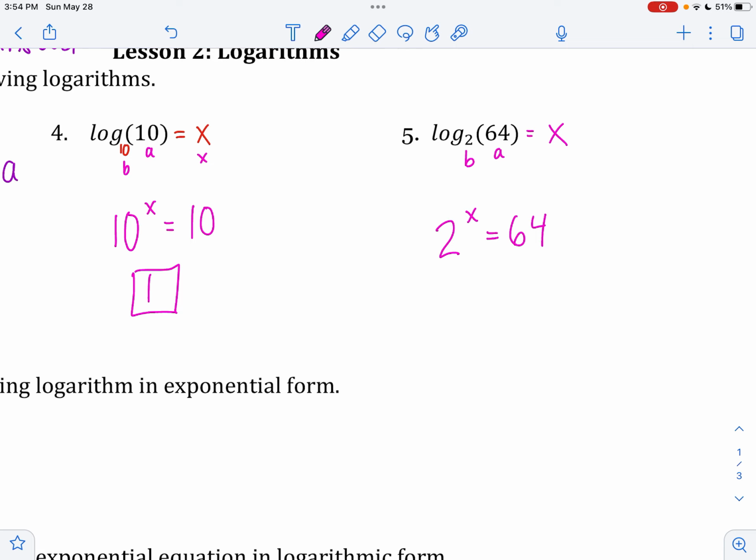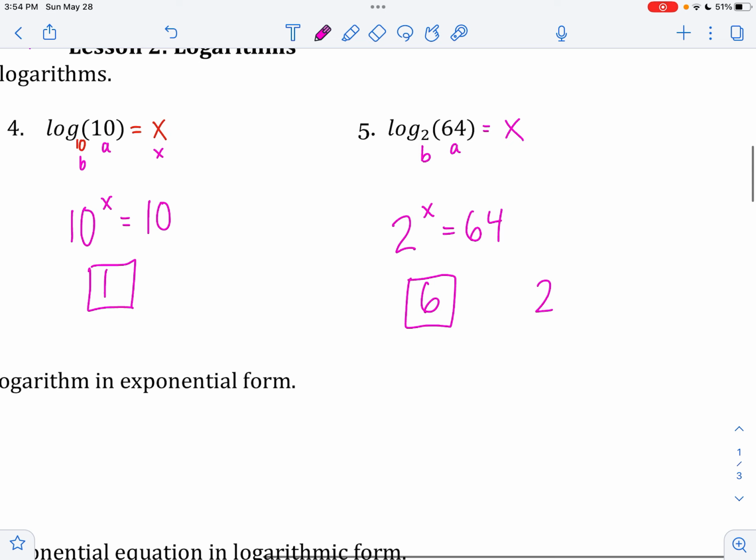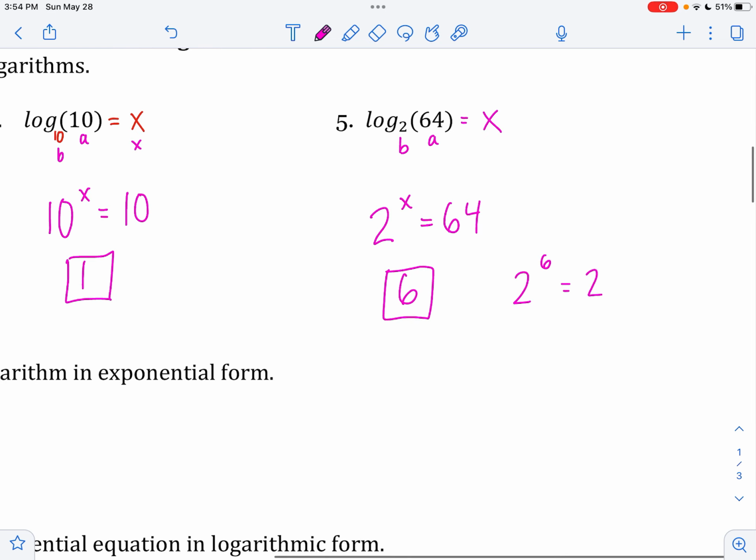Okay, I think it's 6 if I'm right. Okay, yeah, 1, 2, 3, 4, 5, 6. So it's 6. X is 6 because 2 to the 6th power is 64. Remember, this does not mean 2 times 6, right? It's 2 to the 6, which just means this. 2 times 2 times 2 times 2 times 2 times 2.